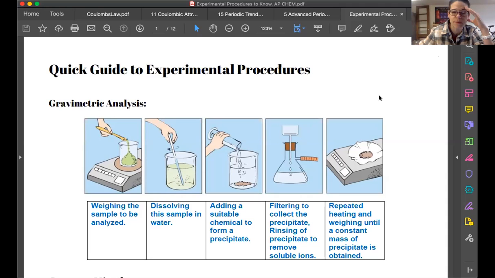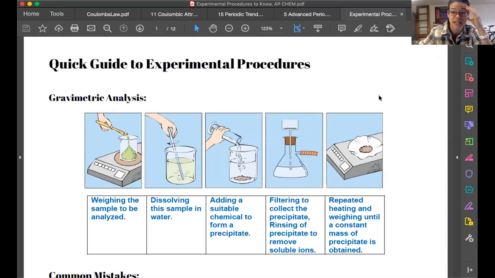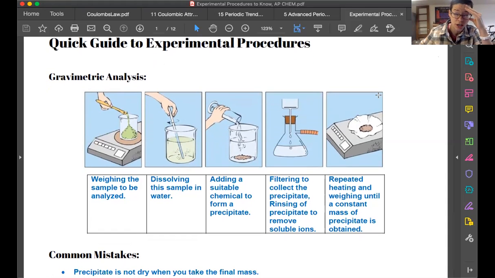So this first experimental procedure is something we did last year. And by last year, I mean in honors chemistry, not in AP chemistry. And I never use the word gravimetric analysis, but it's exactly what we did. You mix stuff together, you make a solid, you filter the solid, you dry the solid, you weigh the solid. We did this. And these are your basic steps.